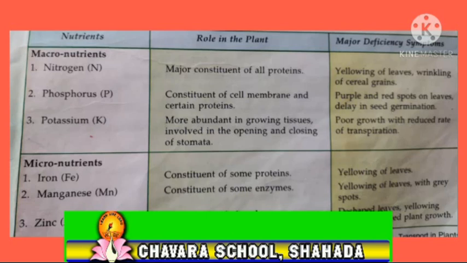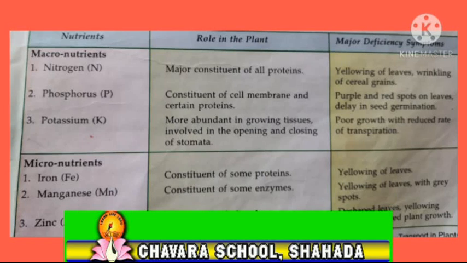The first one is the macronutrients, and the first macronutrient is nitrogen. What is the role of nitrogen in plants? Nitrogen is a major constituent of all proteins, and the major deficiency symptoms seen if nitrogen is not proper are yellowing of leaves and wrinkling of cereal grains.